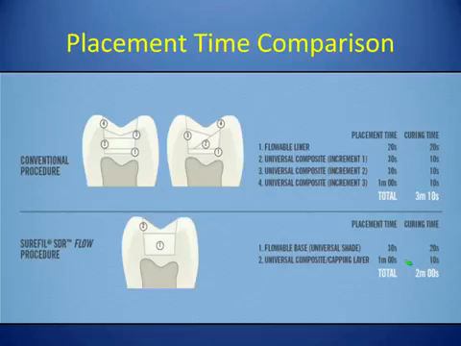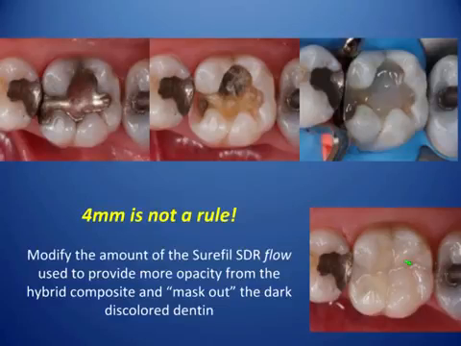4 millimeters of placement is an indication, not a rule. Sometimes if I have very deep, dark stained tooth structure, I'll use a much smaller increment of SDR so that I could build up the opacity with my hybrid composite that much more and deliver a more aesthetic and good restoration for the patient. We can use this delivery system to our advantage.